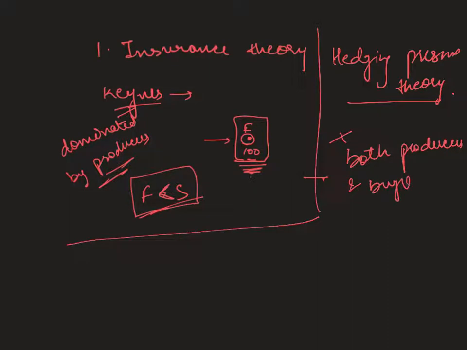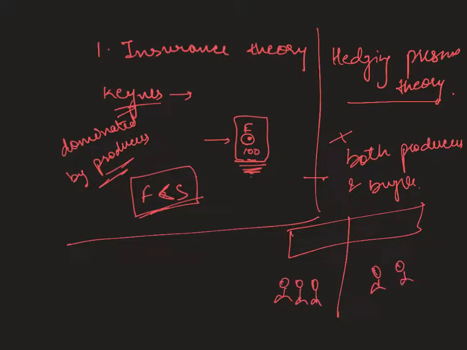So, let's say that the number of producers for something are higher than the number of buyers, then of course it's going to be in backwardation. If the other way around, the buyers are more, producers are less, then the spot price is going to be lower than the future. The market is going to be in contango.